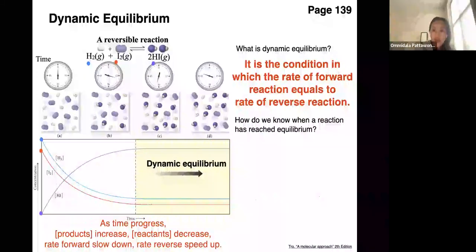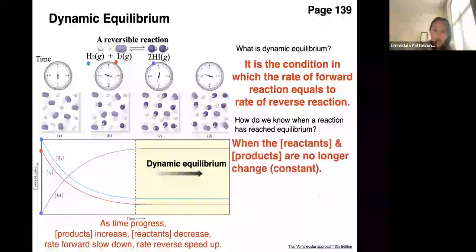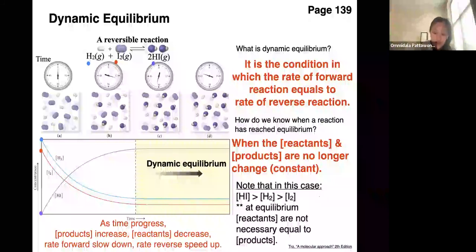So how do we know when a reaction has reached equilibrium? The answer is when you observe that the concentrations of the reactant and the product remain constant, so they no longer change as time progresses. Please note that they don't have to be the same. When the concentrations stay constant, it doesn't mean that they have to be equal. As you observe here, for this particular reaction, the product actually has a higher concentration than the two reactants.